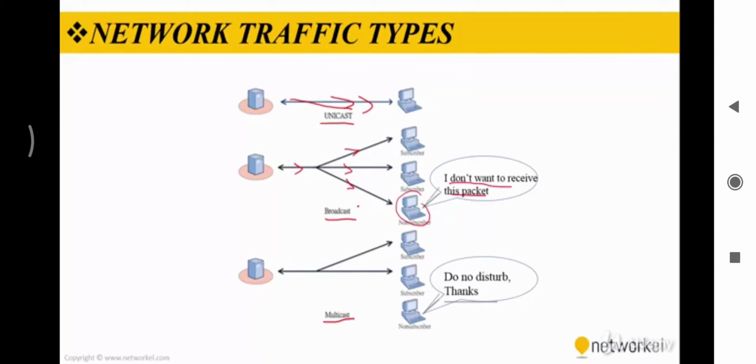And the last message type is multicast. Multicast identifies logical groups of networking devices, and a single message can be sent to the group. Here you can define a multicast group, for example, this guy and this guy, and you just send the packets to all these subscribers. As you can see from the picture, the packet is not sent to this guy this time, and he says do not disturb, thanks.